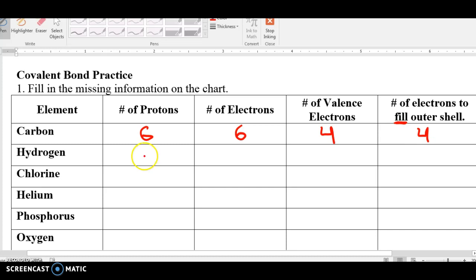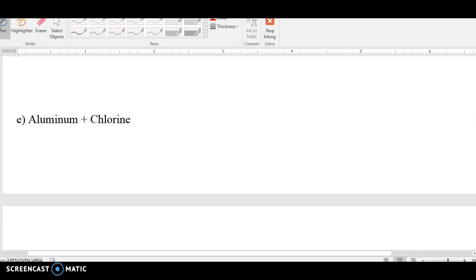All right, hydrogen, 1 proton, 1 electron if it's neutral. How many valence electrons? 1. How many electrons does hydrogen need to fill that outer shell? Well, remember, hydrogen's small, it's unique. It can only hold up to 2, so it just needs 1 more. All right, let's go down here.